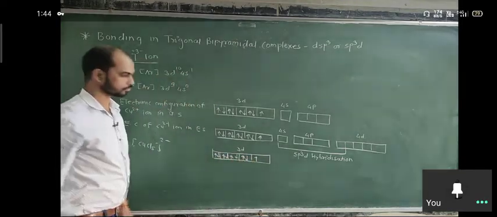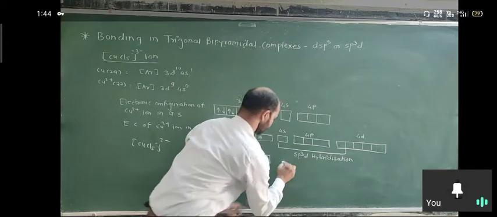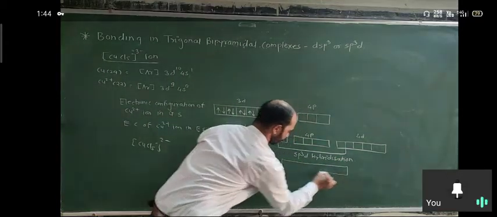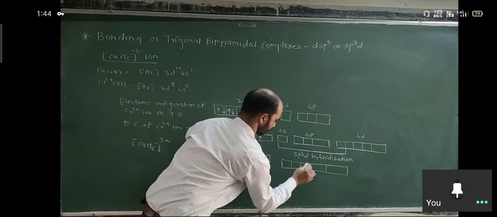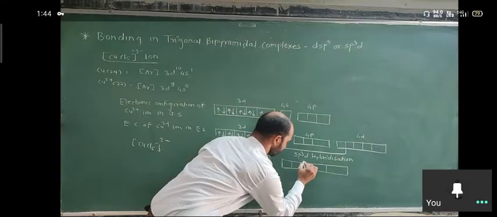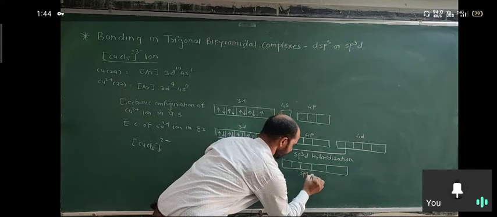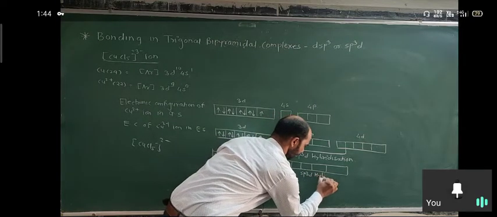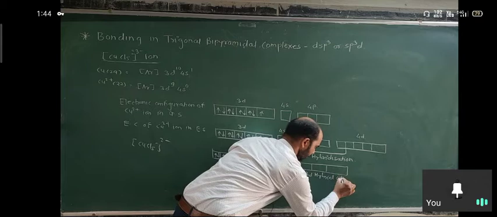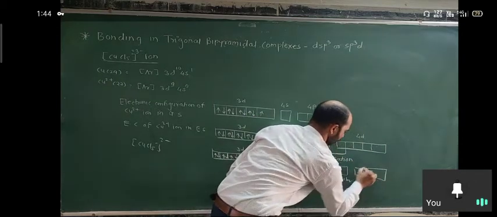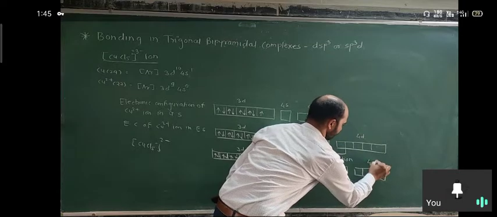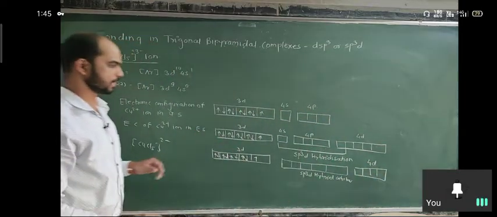Okay, so these 5 come together and make a set of 5 orbitals, and we call them sp3d hybrid orbitals. The remaining 4, these are the 4d, remain unparticipated.